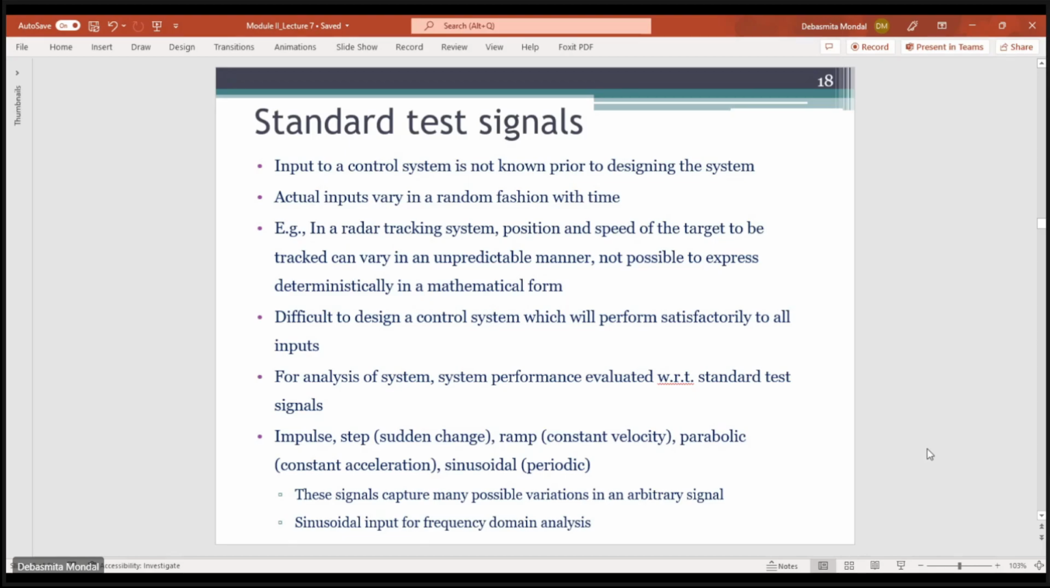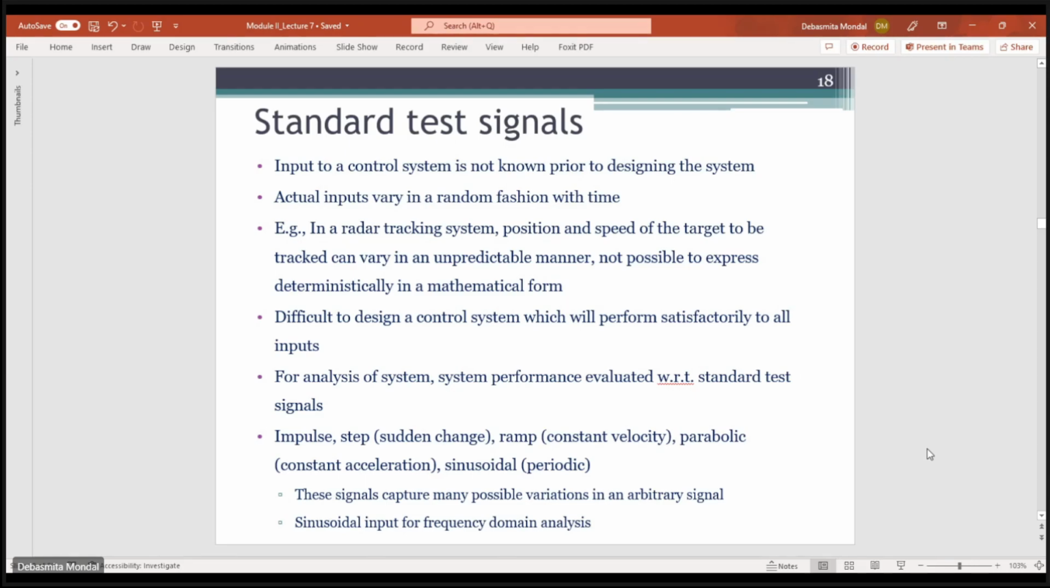Now, in general, when you are dealing with a practical control system, the inputs to a practical control system are always not known to us. Before designing a control system, you don't know what kind of inputs will be provided to your system. The inputs can vary randomly with time. For example, if you have a radar tracking system, you have your system design, but the position and the speed of the target which needs to be tracked by the radar is not in your hand. That can vary in a very unpredictable manner, and obviously it is not always possible to express that in a deterministic way.